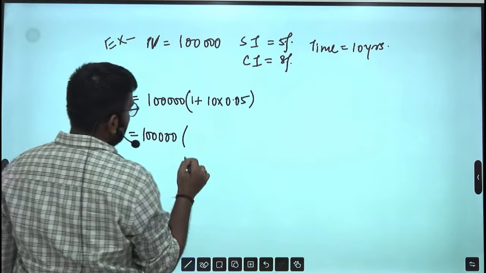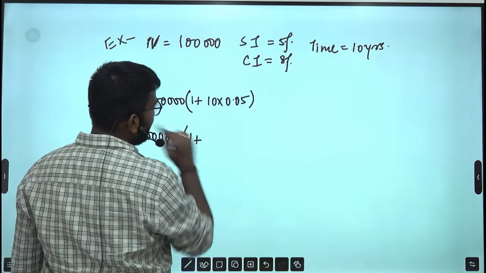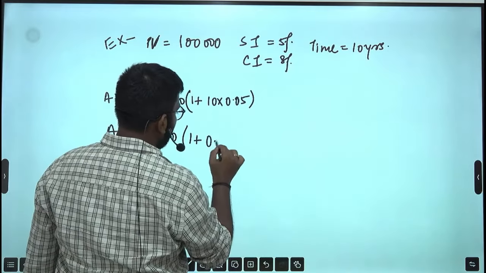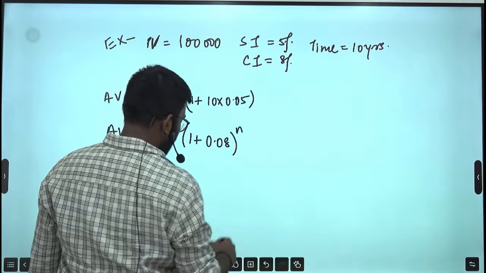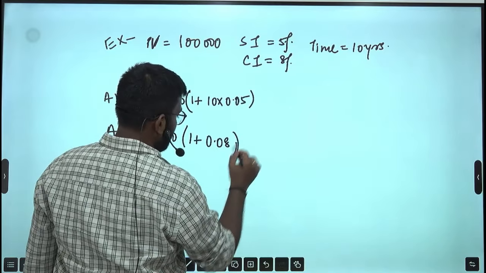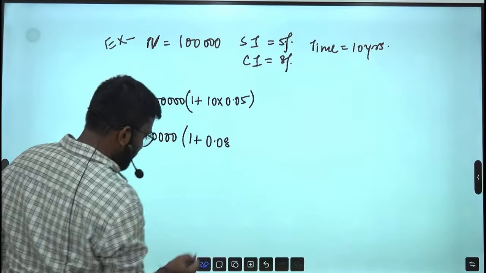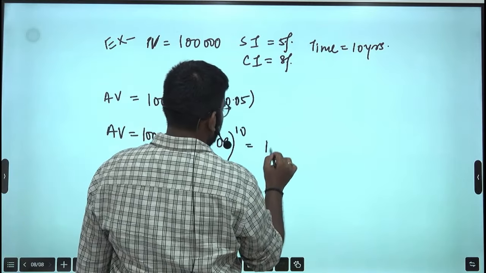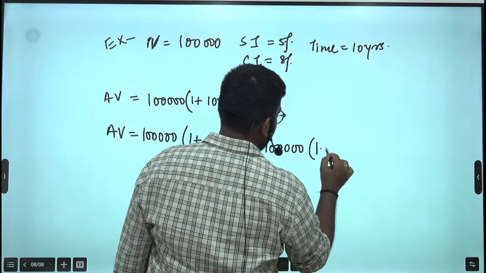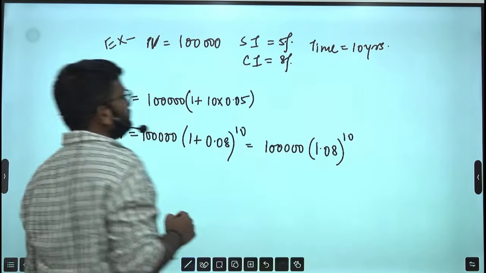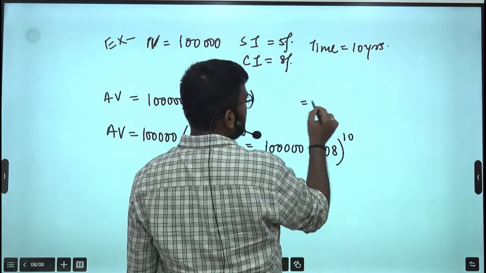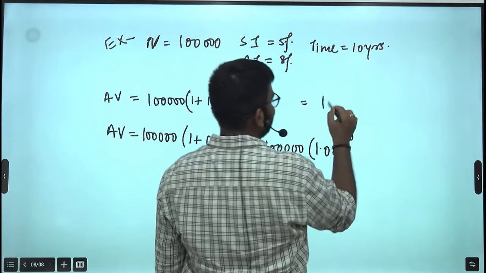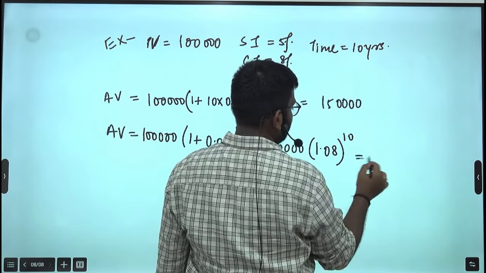And accumulated value in case of compound interest is what? 1 lakh into 1 plus 0.08 to the power N, which is what? Okay. So this is 1 lakh into 1.08 to the power 10. What is the answer? Number one answer?